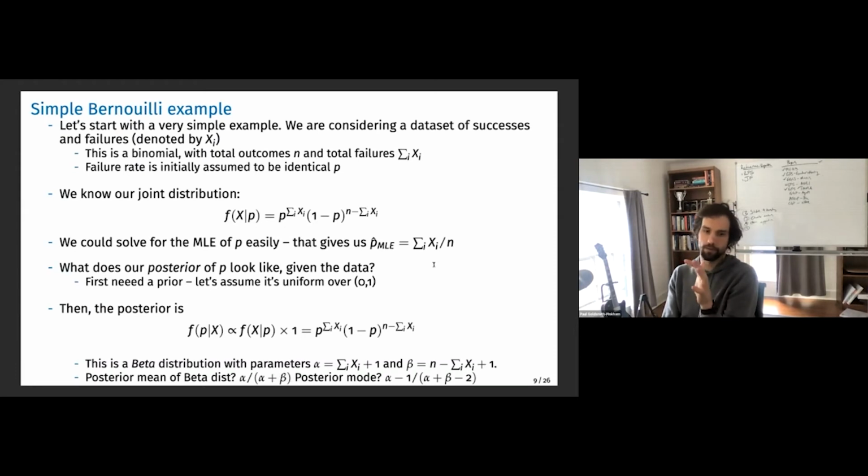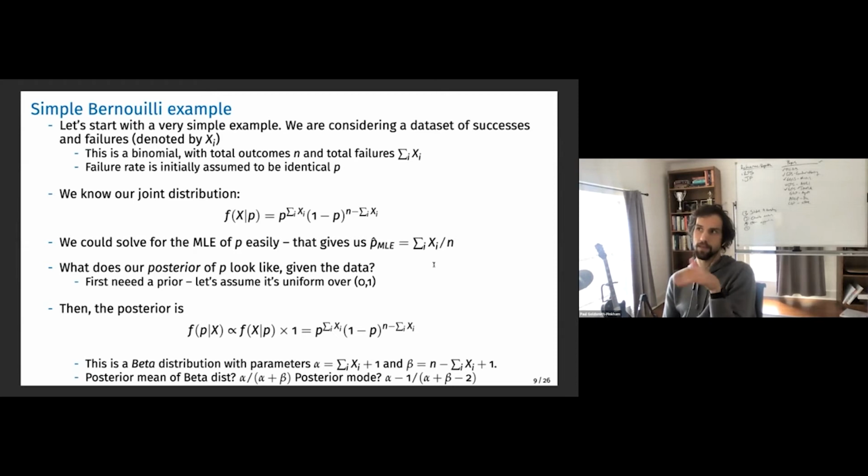So let's start with a simple example. You may have seen this before. We're considering a data set of successes and failures. Each one of these is a binary outcome. You can think of these as coin flips, or if you want to be economics-y about it, bankruptcy failures or something else. This is basically a Bernoulli, or a binomial where the total outcomes is n. We have a total number of failures, which is the sum of the xi, and we're assuming this is all identical across the sample.